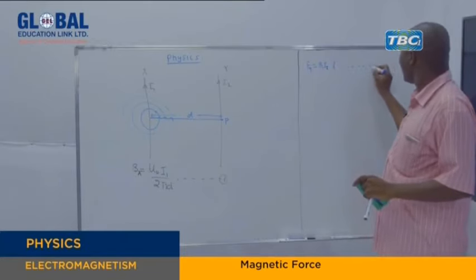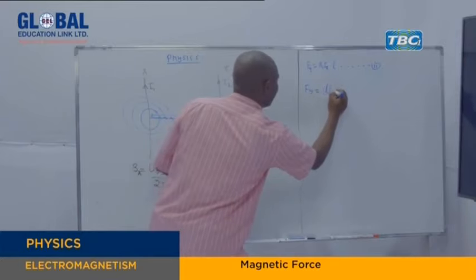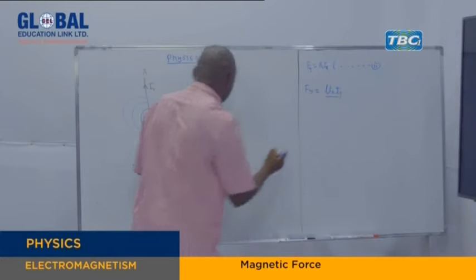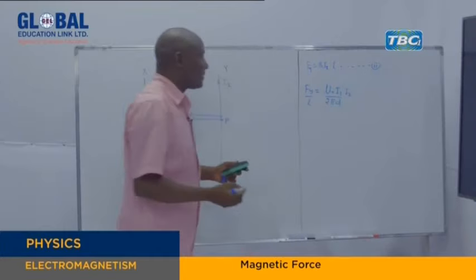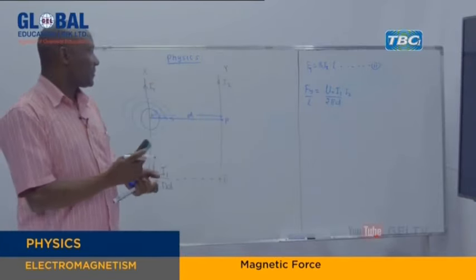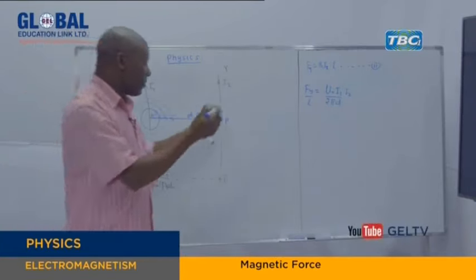If you substitute equation number 1 into 2, you find that the force on the wire is given by mu I1 over 2 pi d times I2, and sometimes we talk of force per unit length. So that is the formula. This is the force that will be experienced by wire Y due to the magnetic field which has been created by X.